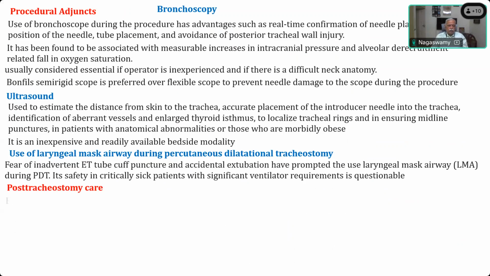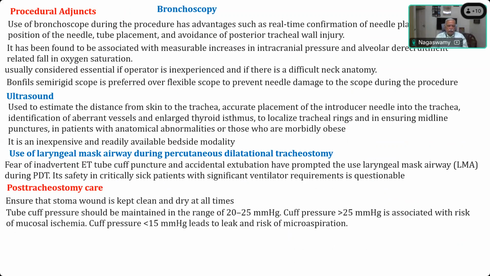In post-tracheostomy care, ensure that the stoma wound is kept clean and dry all the time. The tube cuff pressure should be maintained between 20 and 25 millimeters of mercury. Cuff pressure more than 25 is associated with risk of mucosal ischemia. Less than 15 leads to leak and risk of microaspiration.